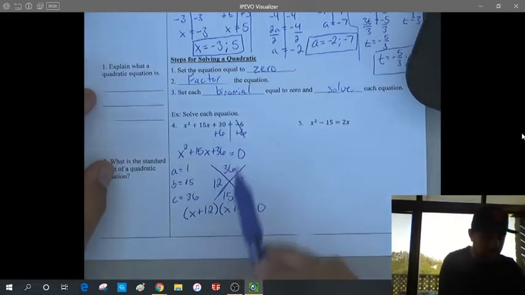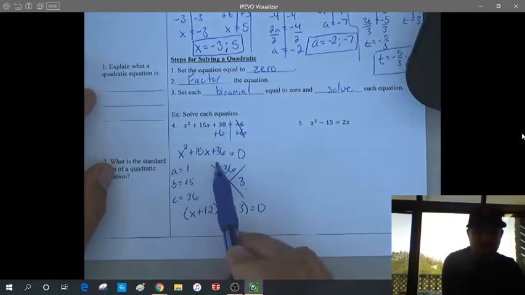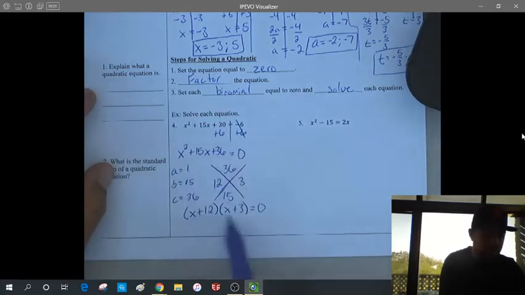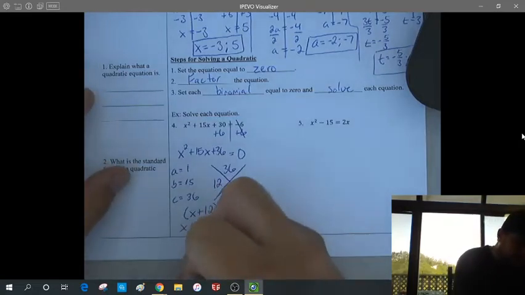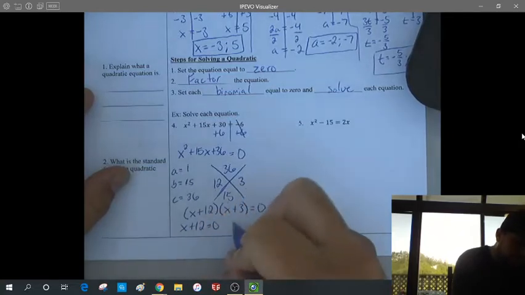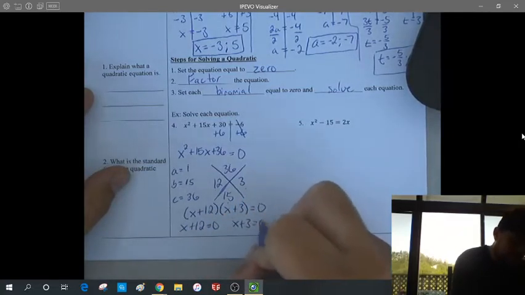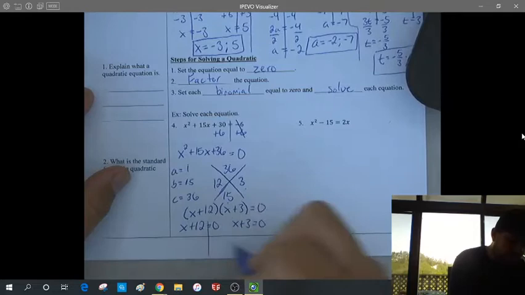And that's now equal to 0, right? Because all I did was just factor this side, which means changing it from a trinomial into a product of two binomials. And by doing that, it's still going to be equal to 0 on the other side. And now I can write my two equations. So I can have x plus 12 is equal to 0 and x plus 3 is equal to 0. Solve each of those.